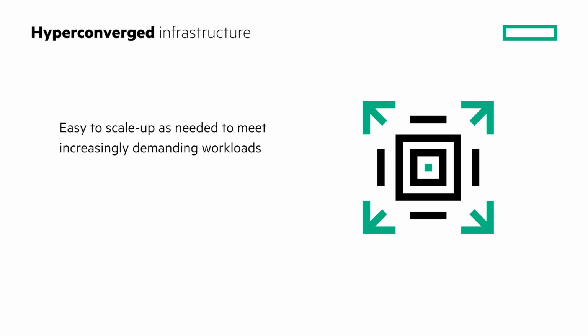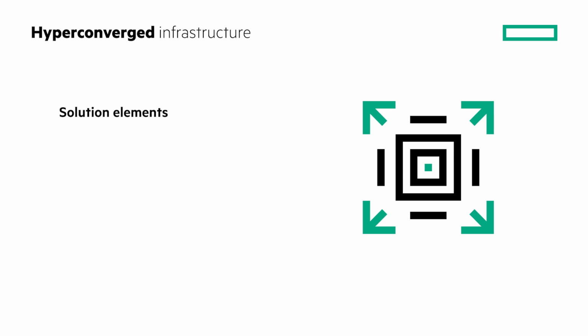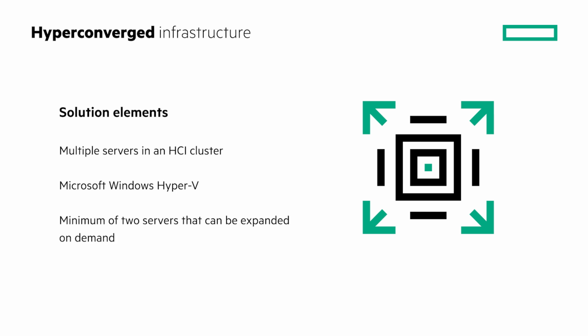An HCI solution can keep business-critical data and applications running, as it can withstand losing an entire server. The solution elements are based on multiple servers in an HCI cluster that can pool their internal storage together to form a redundant, highly available virtualization platform base. This can be based on Microsoft Windows Hyper-V. HCI servers are building blocks. Starting with as few as 2 servers, an HCI solution can be expanded on demand.